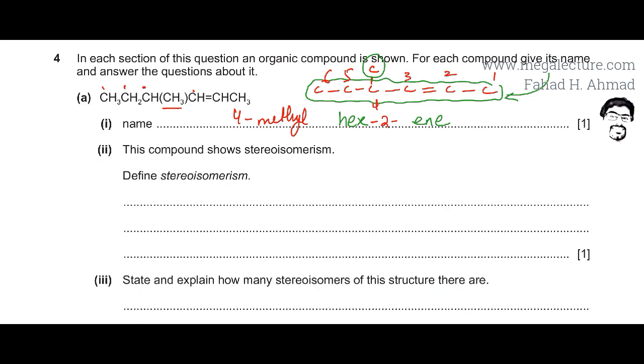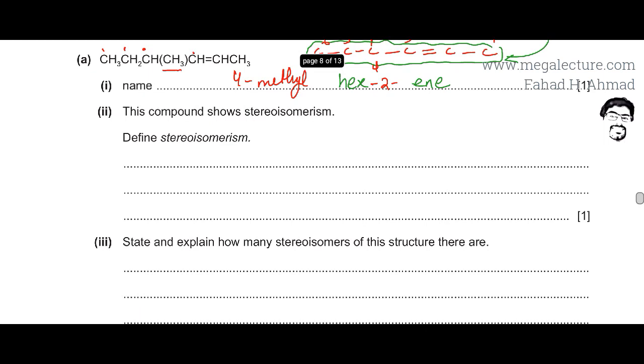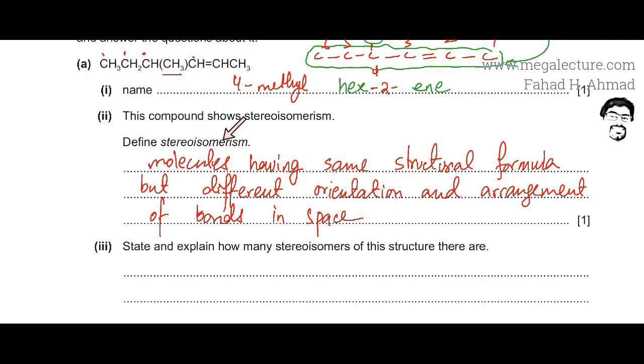The next part is, this compound shows stereoisomerism, and we need to define what is meant by stereoisomerism. The definition of a stereoisomer is that the molecules have the exact same structural formula. The bonds are connected in the same way. They have the same connectivity, but a different orientation and arrangement of bonds in space. So one bond might be pointing upwards, and in the other molecule, the bond would be connected to the same atom but pointing in a different direction. So that is what is meant by stereoisomers.